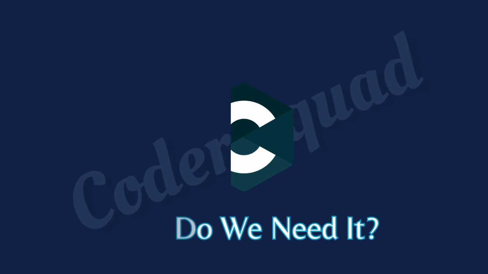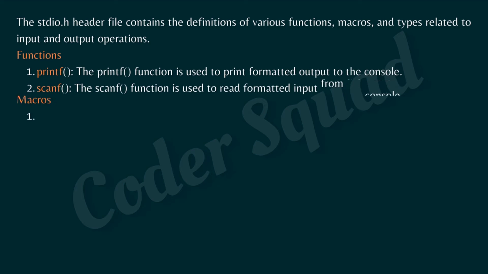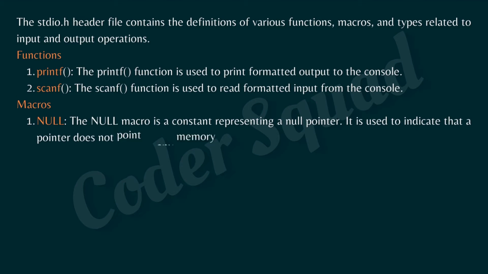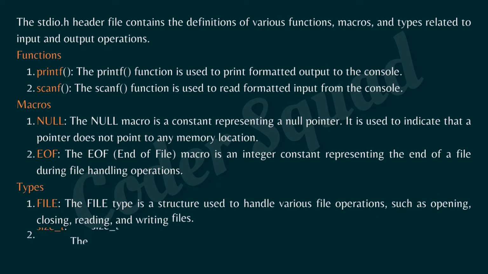The stdio.h library is crucial because it provides functions that allow us to interact with the input and output streams. These functions are the building blocks for basic input and output operations in C.